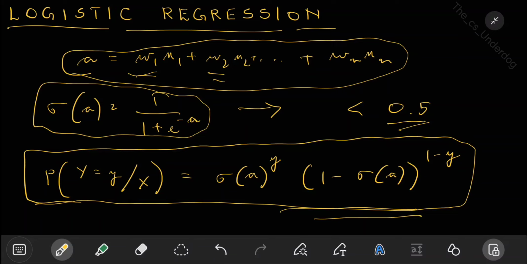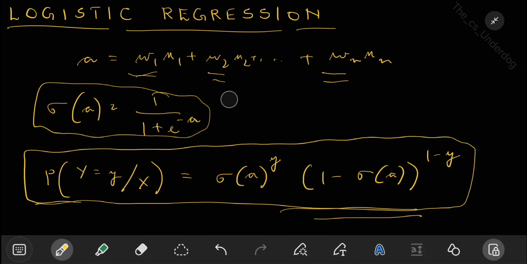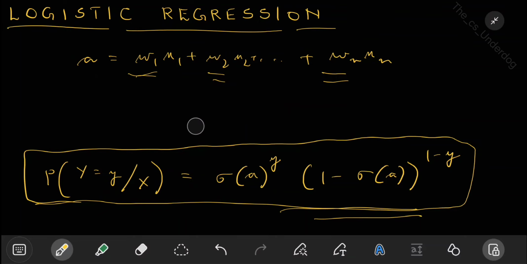So the only task here is how do you identify the value of W? That is what this whole derivation is about. Okay. So the next task is to identify W. How do you identify W? You have this function here, which will tell you the probability of it belonging to each class.